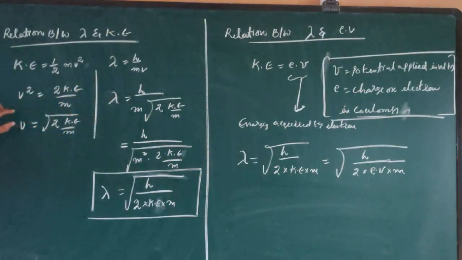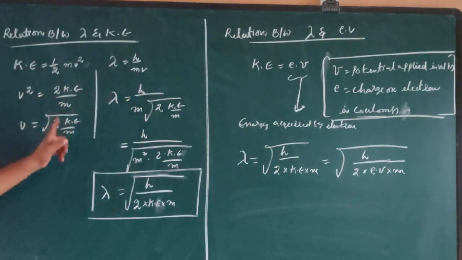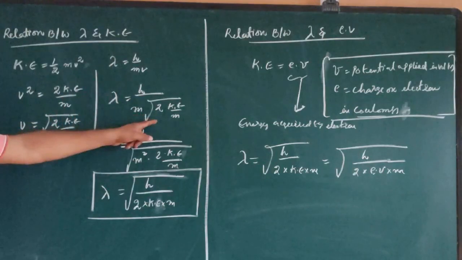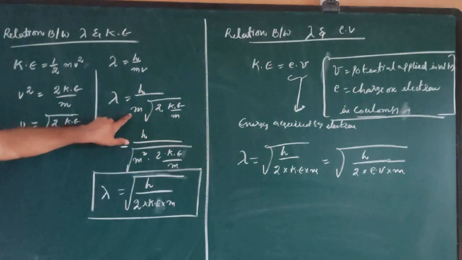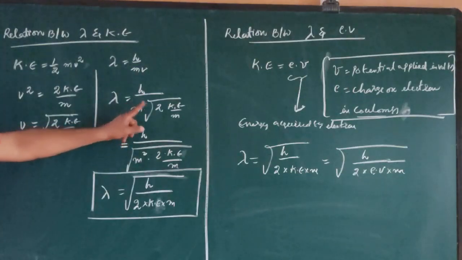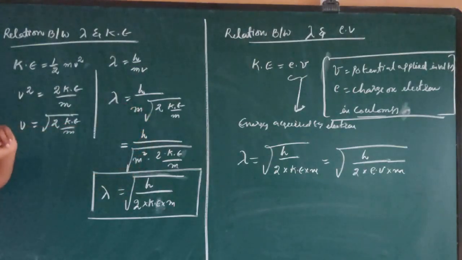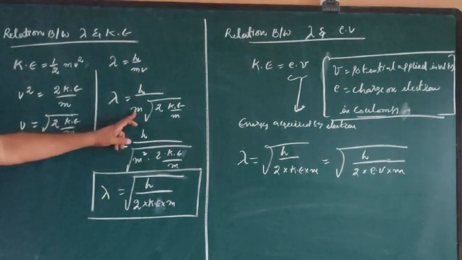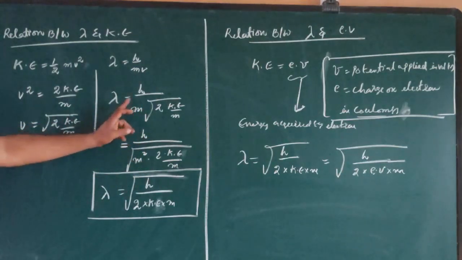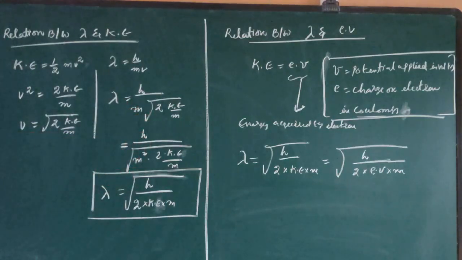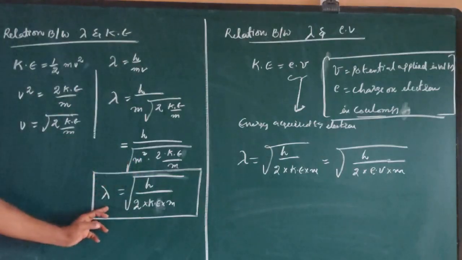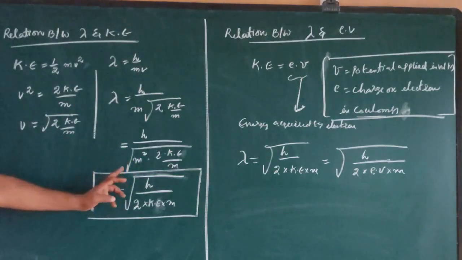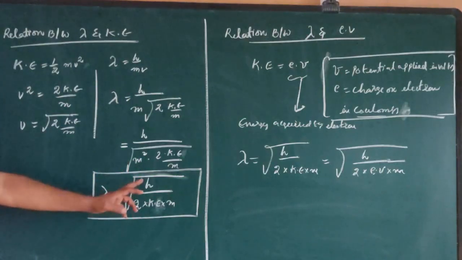So if we substitute the V value in this one, in the place of V we can write root over 2 KE by m. Here 1 m is inside the root, 1 m is outside the root. Now if we take this m inside the root, it becomes m square. So this m square and m, 1 m cancel together. Finally we can get lambda is equal to h by root over 2 into kinetic energy into m.